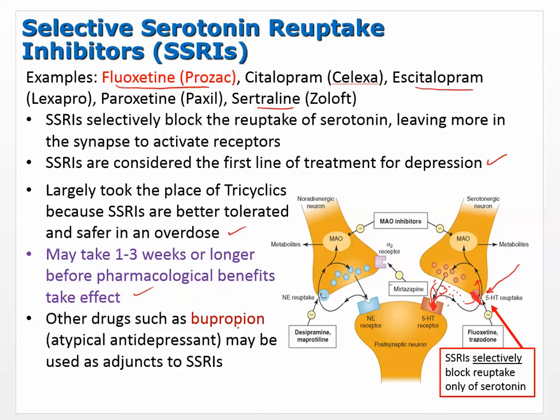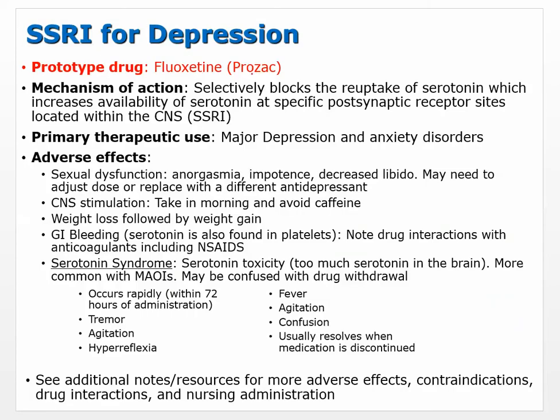Other drugs such as bupropion, which we'll talk about, an atypical antidepressant, may be used as adjuncts. Now the thing about bupropion is it works on dopamine and norepinephrine. So it doesn't work on serotonin, so it can complement the serotonin effects of SSRIs without actually interfering and adding to the effect. All right, so the prototype, fluoxetine, which is Prozac, mechanism selectively blocks reuptake of serotonin, so it's an SSRI. And primary therapeutic use, major depression and also anxiety disorders. I didn't put all of them here, but there's a range of anxiety disorders that it can be used to treat.